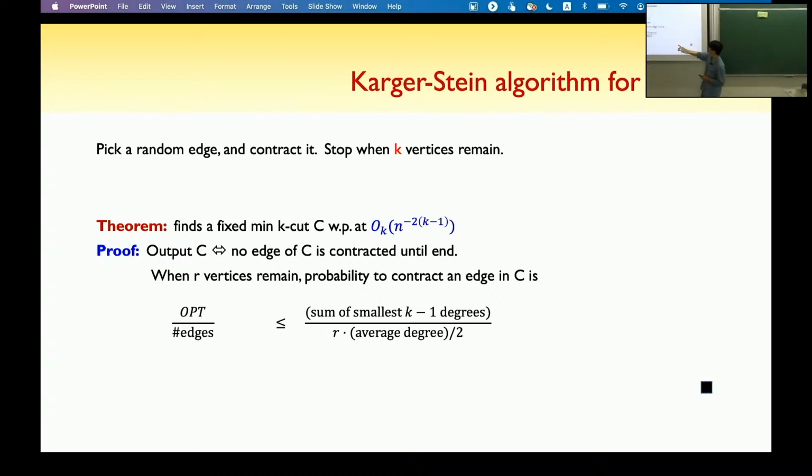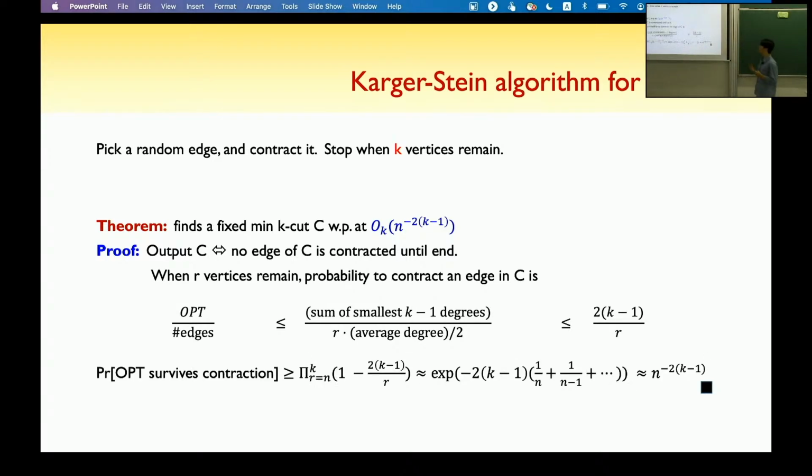So then one can see that the average of k minus 1 degrees is at most the average degree itself. So then one can easily give an upper bound of 2 times k minus 1 divided by r. Okay, so that's the failure probability for one iteration. Then the overall success probability is a product of 1 minus failure probability.